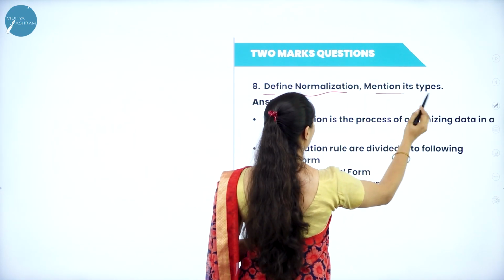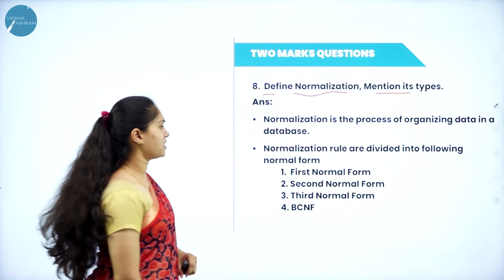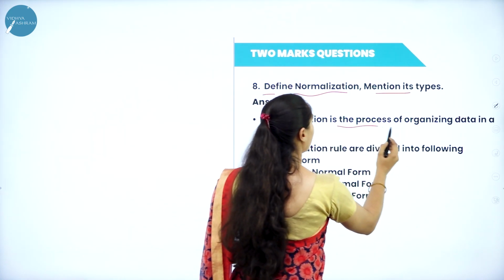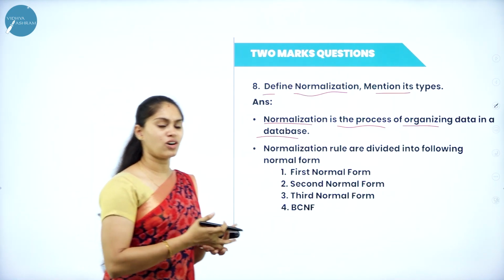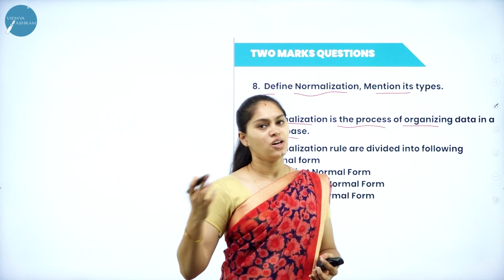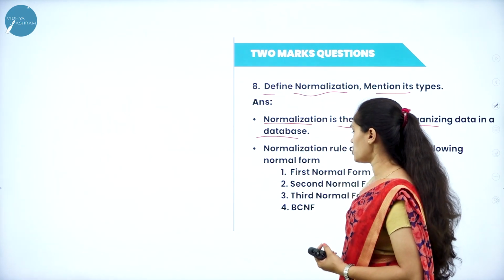Define normalization. Mention its types. What do you mean by normalization here? Let's see the definition. Normalization is the process of organizing data in a database. How I am going to organize the data in my database will be considered as what? Normalization. What are the types of normalization we have?